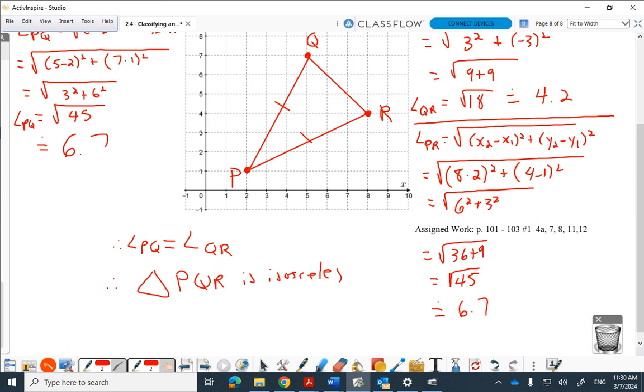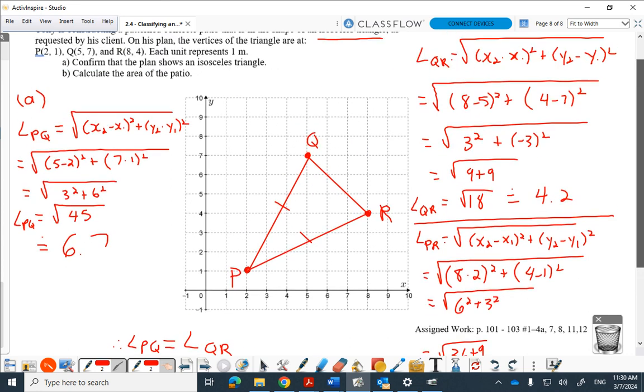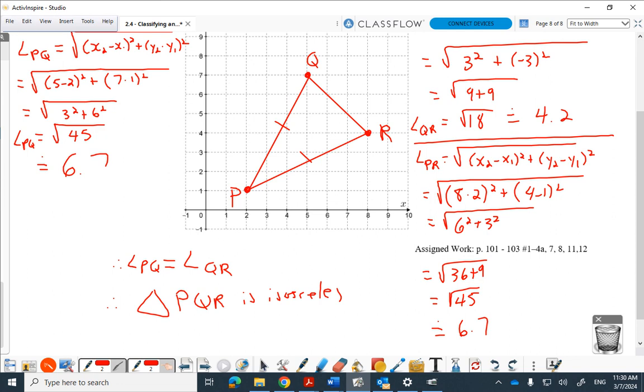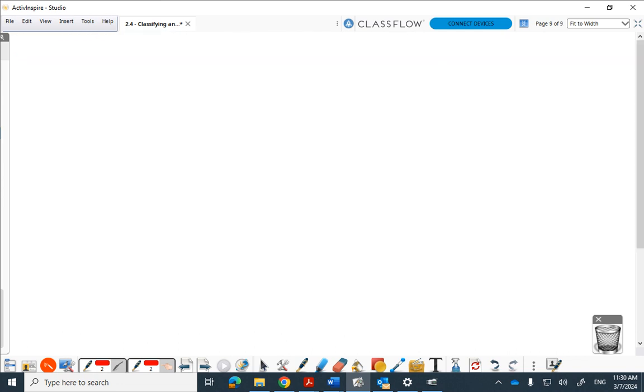It says, calculate the area of the patio. Please write down this. B. Area of a triangle is base times height divided by 2. That will help you to find this area.